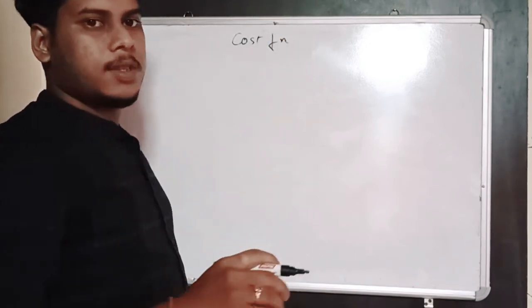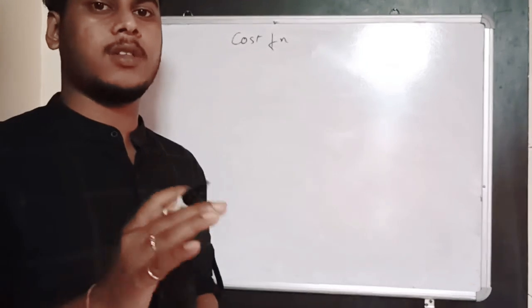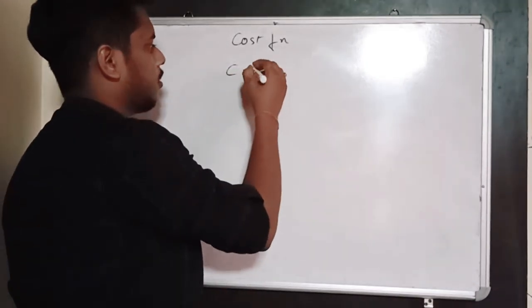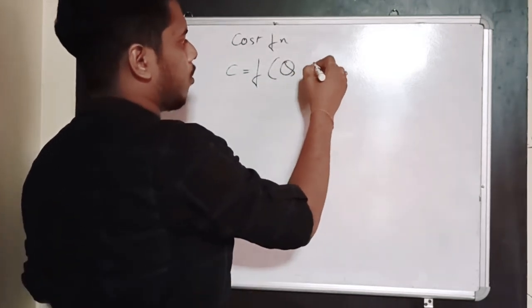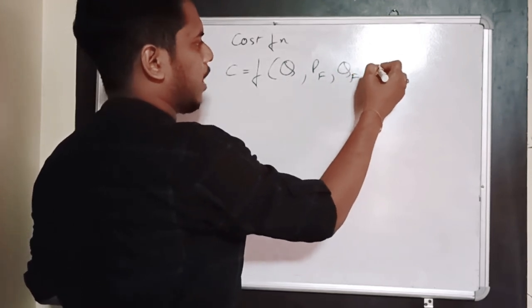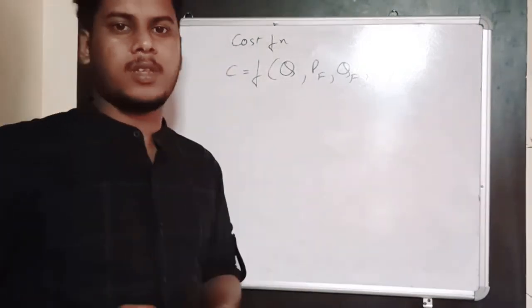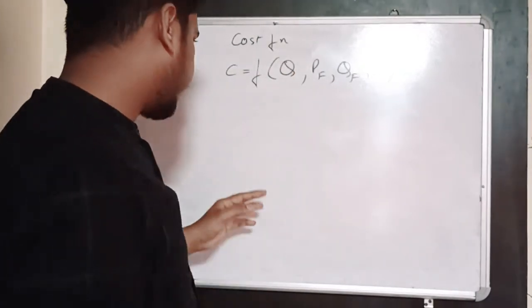A cost function is a mathematical relationship between the cost of production and the determinants of cost of production. It looks something like this. C equals to function of quantity produced, price of factor, quantity of factor used, technology, and so on. There can be innumerable determinants of cost. So we will focus on these four only.